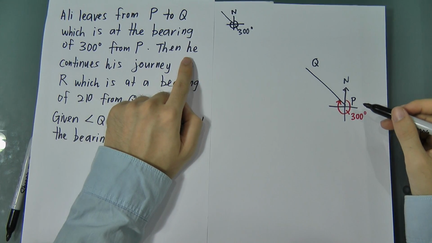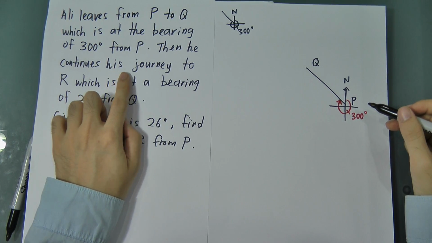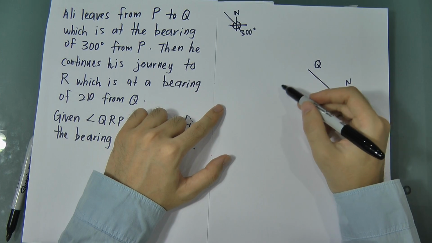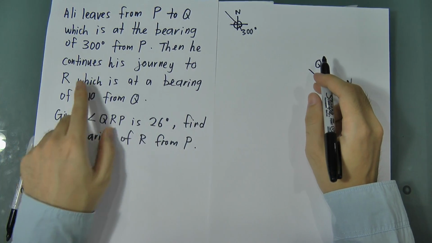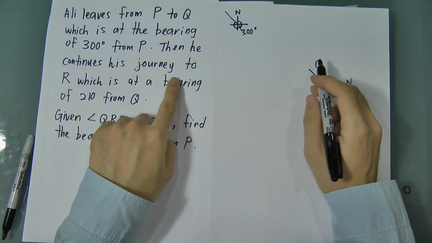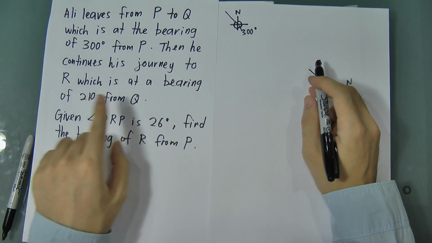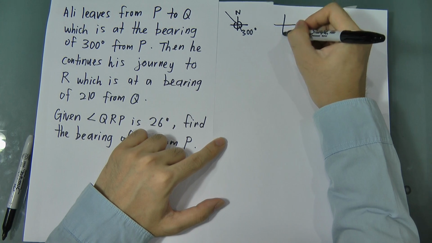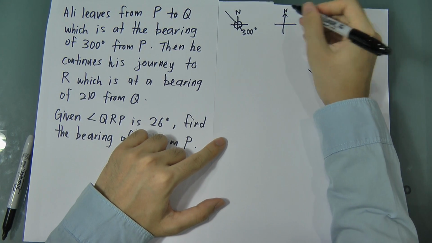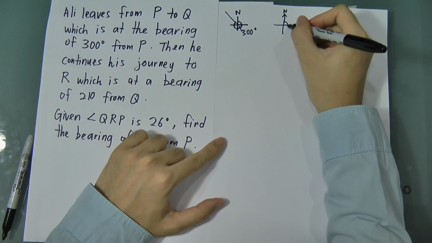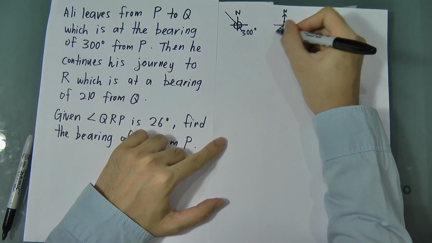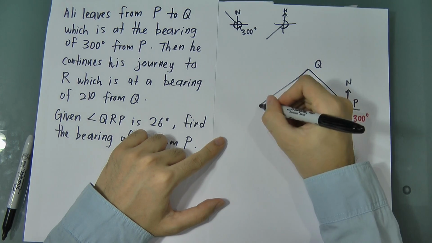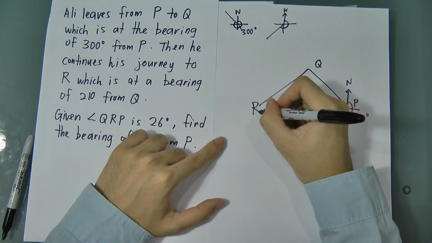Okay, then he continues his journey to the R. So continue means from Q here, he will continue to the R. But then we do not know what the bearing is until he tells us. Continue to R, which is at the bearing of 210. So I roughly sketch 210 over here. If this is north, 210 will be 180, another 30 degrees. It will be somewhere here. So I'm going to draw this one somewhere here to R.